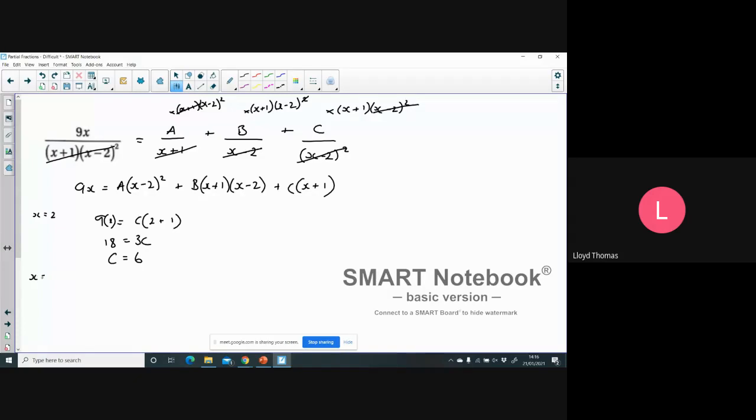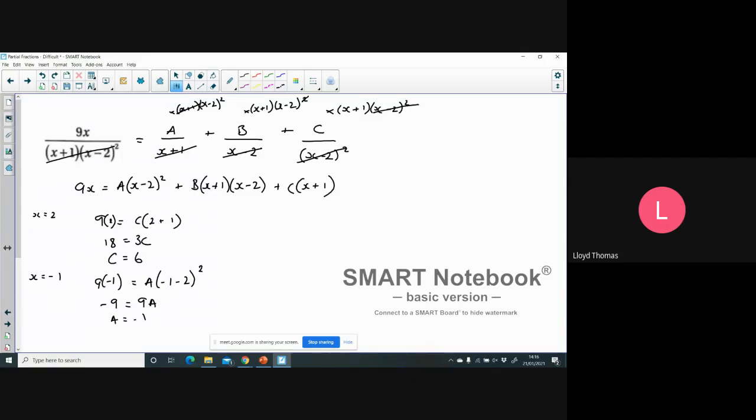Okay, the other bracket I can get rid of is this one here, and that is when I sub in x equals minus 1. That's going to get rid of my b term and actually my c term as well. And I will be left with 9 times minus 1 for the left-hand side equals a times minus 1 take away 2 squared. So I'm going to have minus 9 equals, well, minus 1 take away 2 is minus 3. Square that is 9. So you'll be left with 9a, which is going to give you a equals minus 1. So I got my c and my a, but not my b at the moment.